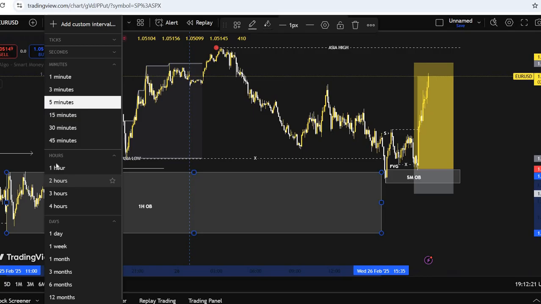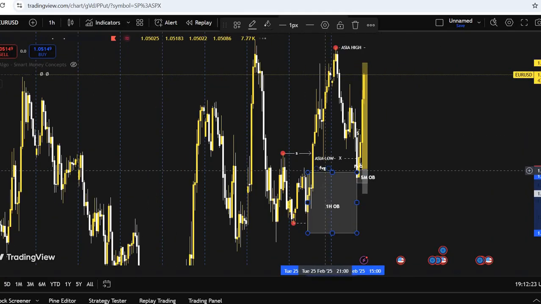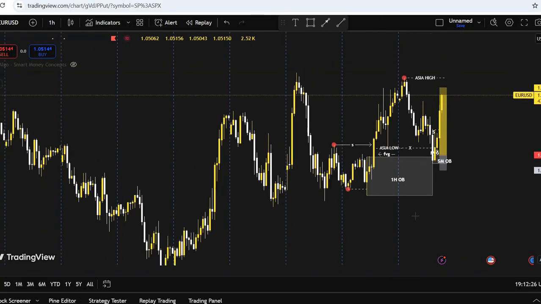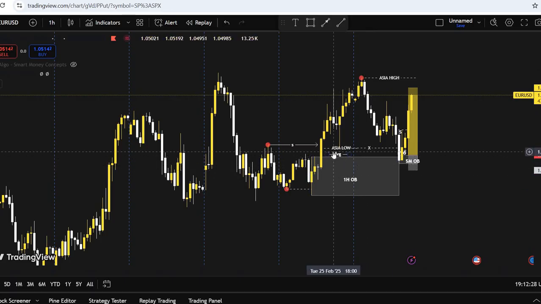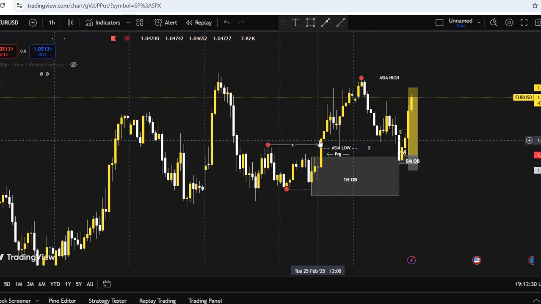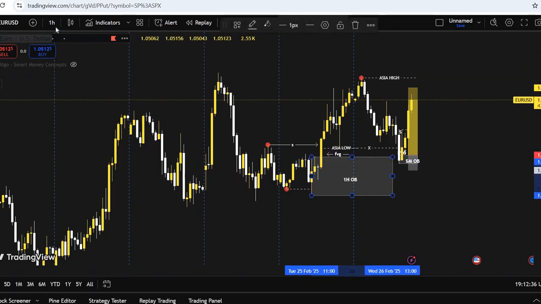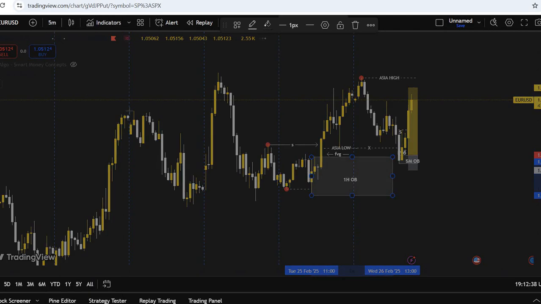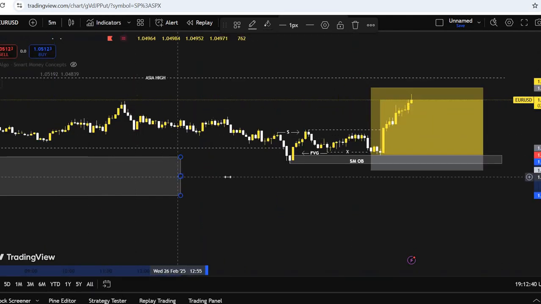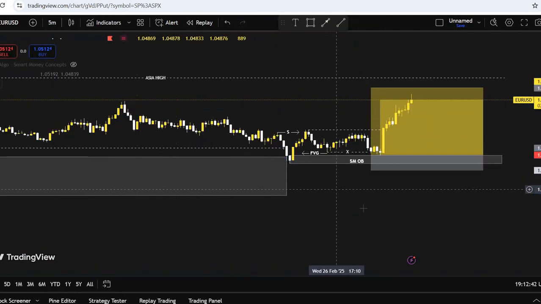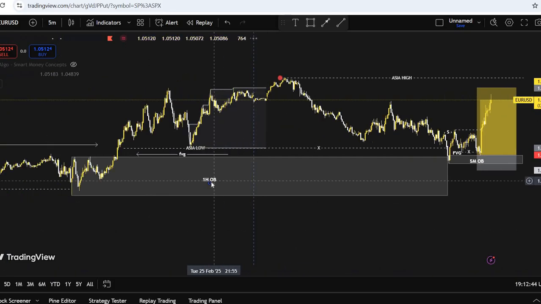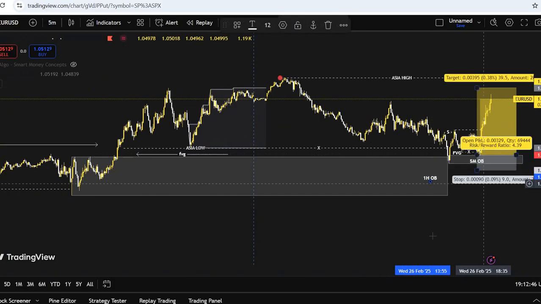We can go back to the 1 hour. It mitigated our 1 hour order block right here, which had a fair value gap, which broke structure, right, which created this new high. So this order block 1 hour was mitigated after the Asia low was swept, right? We can see it right here. And what did price do? So let me bring this here. This is our 1 hour order block.